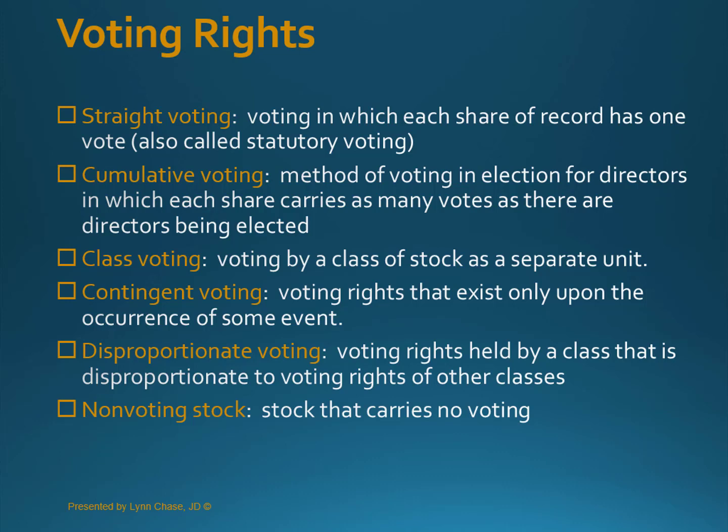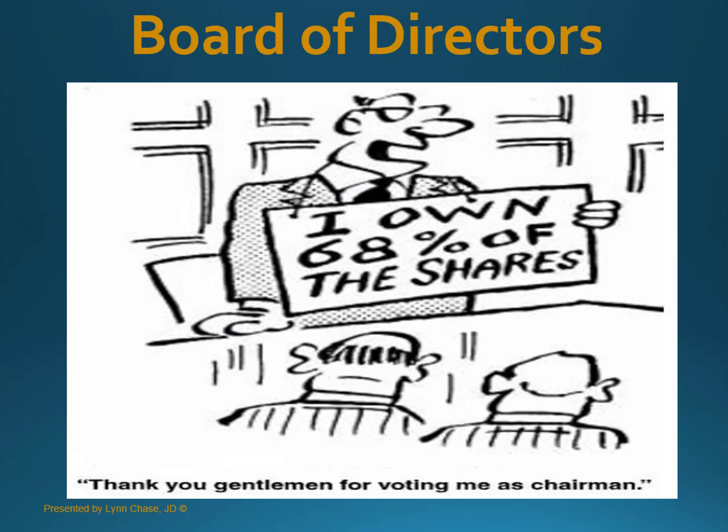For example, if a shareholder had only one share of stock, they would only have one vote. However, if shareholders are given cumulative voting rights and there were 5 open positions on the board of directors, they would each have 5 votes. As you can see, the more shares you own, the more likely it is you'll be elected to the board of directors.